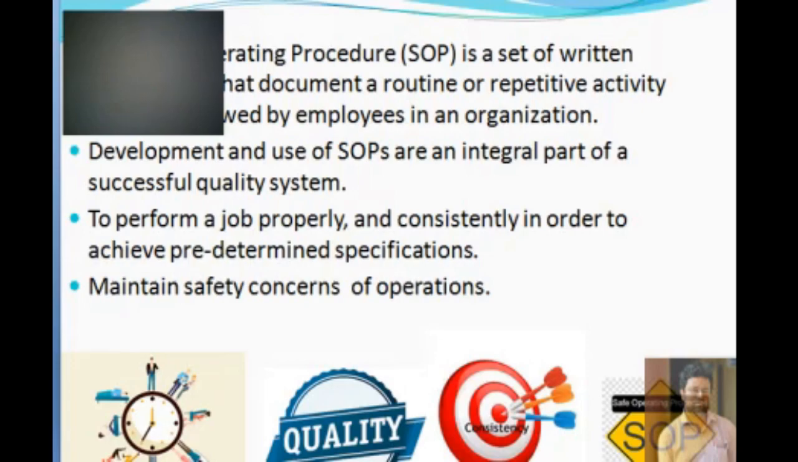Secondly, it mainly deals with the development and use of SOPs, which is an integral part of the quality system. In order to have reproducibility and quality in the operational output, the SOP plays a very significant role. It helps to maintain the dignity and the quality of the output. Next, to perform a job properly and consistently, if you want reproducibility to a higher percentage of accuracy, it is only possible if we have a standard procedure for doing the job. And lastly, maintaining the safety concerns of the operation and the accessories along with the personnel who are involved with it.